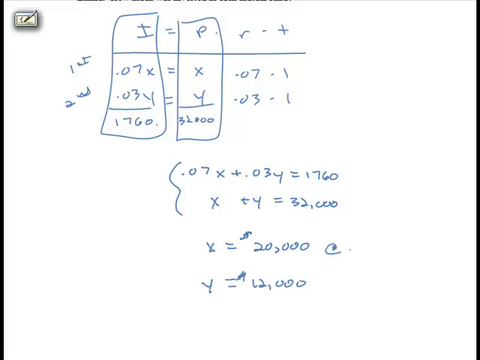The 20,000, X was the amount invested at 7%. Y, $12,000, the amount invested at 3%.